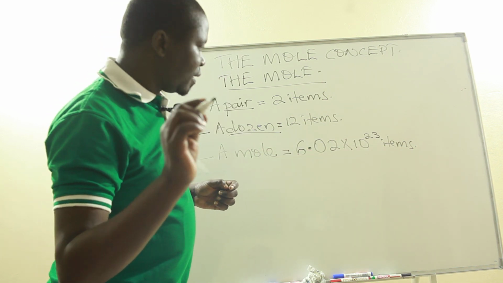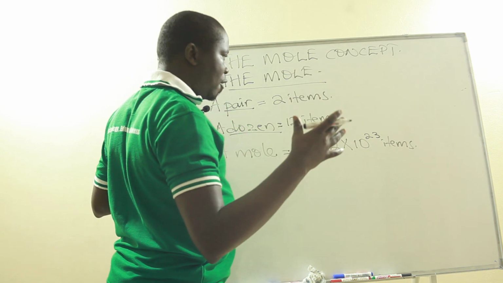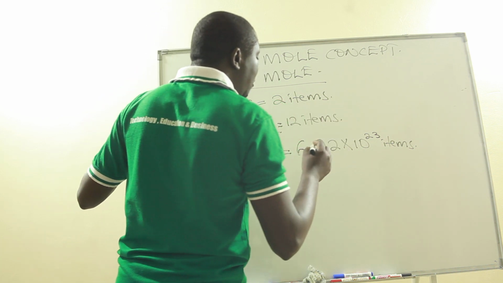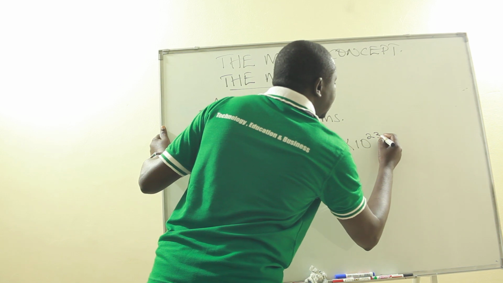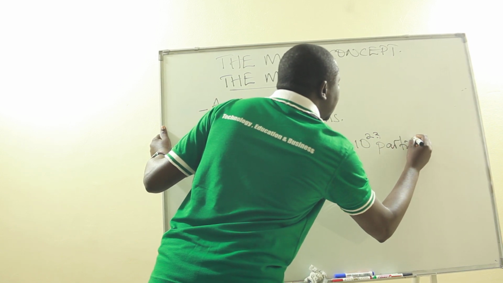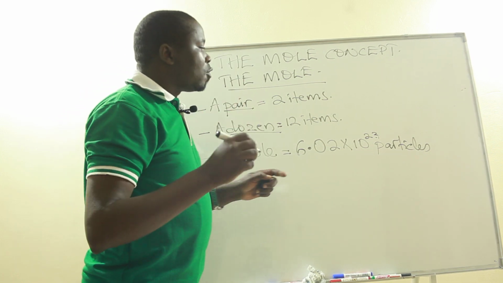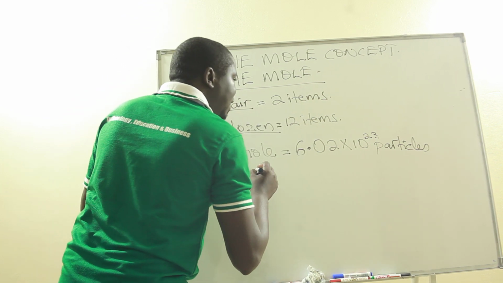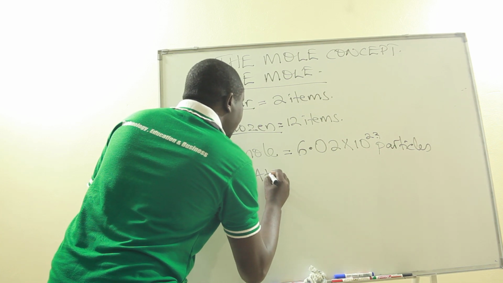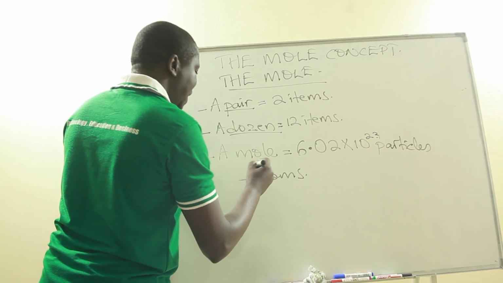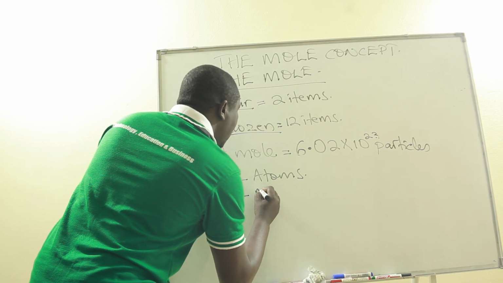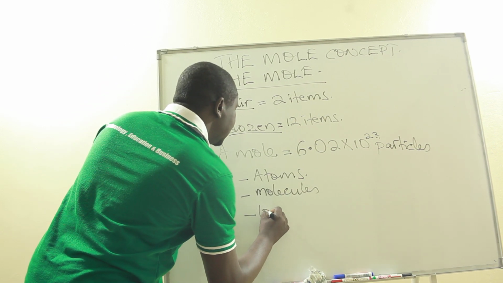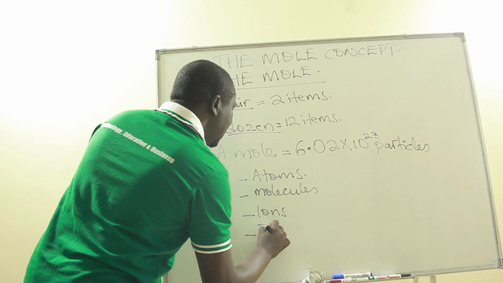Now, in chemistry, we don't deal with any item anyhow, because if I talk of item, I can refer to anything. So in chemistry, we deal with what we call particles. Remember, chemistry deals with the study of matter, and matter consists of particles. The particles we deal with in matter are atoms. Atoms are particles of elements. We have got molecules, mostly for covalent compounds. We have got ions, and we have got electrons.